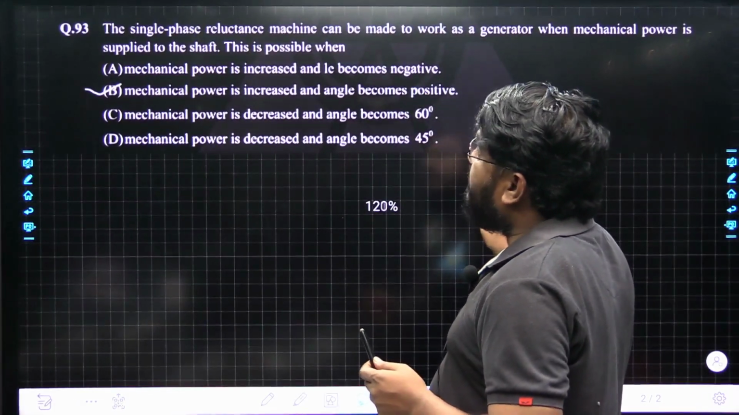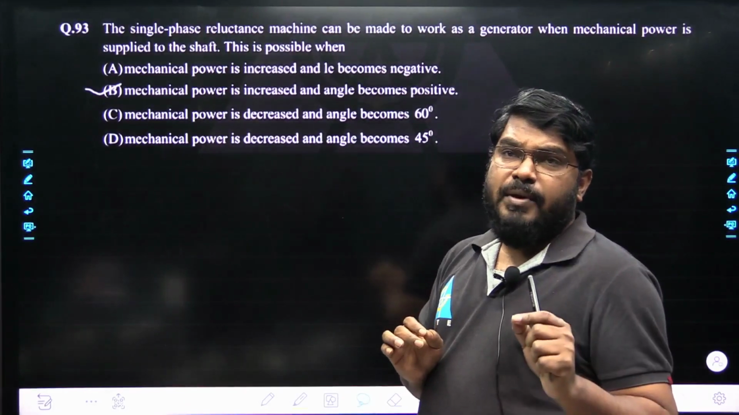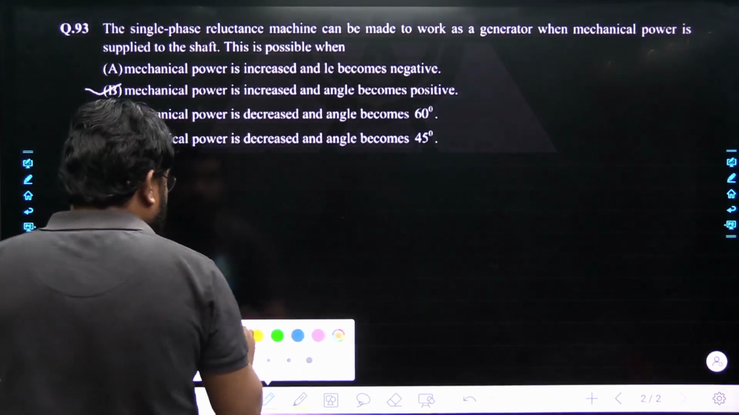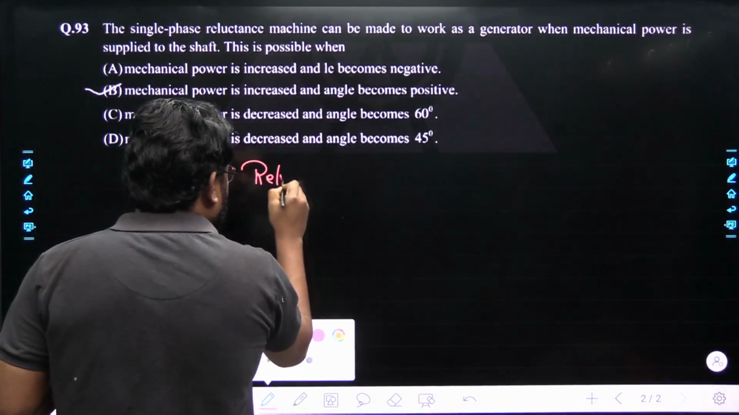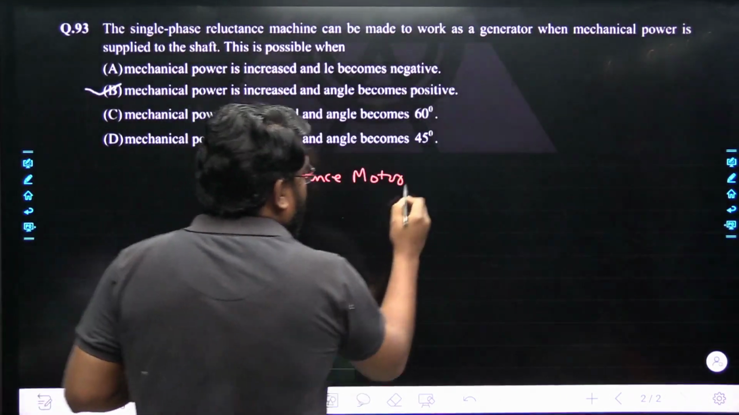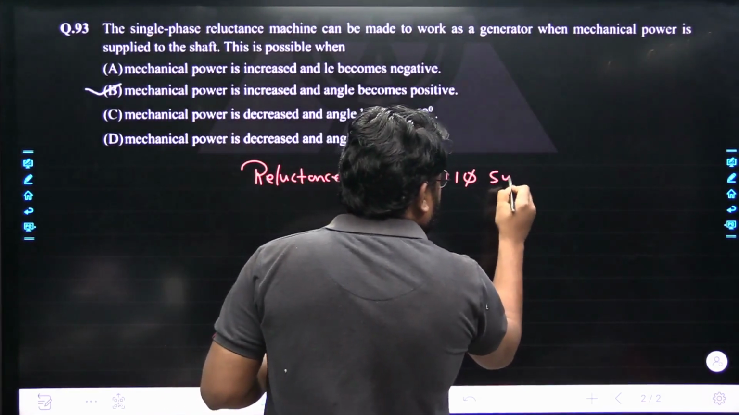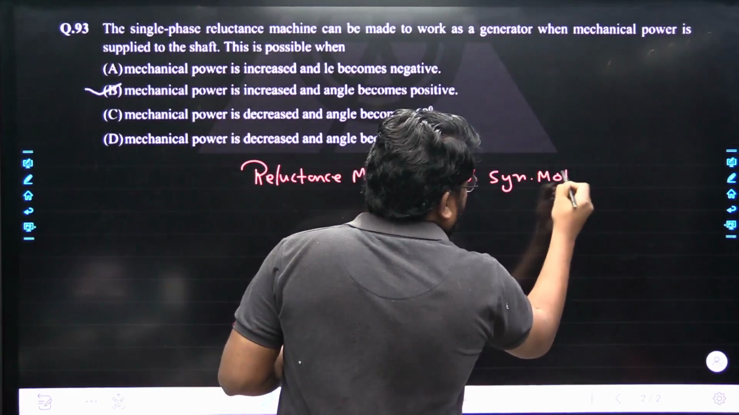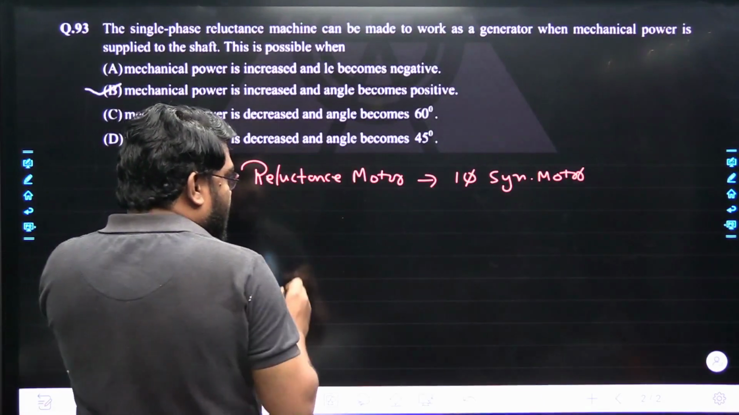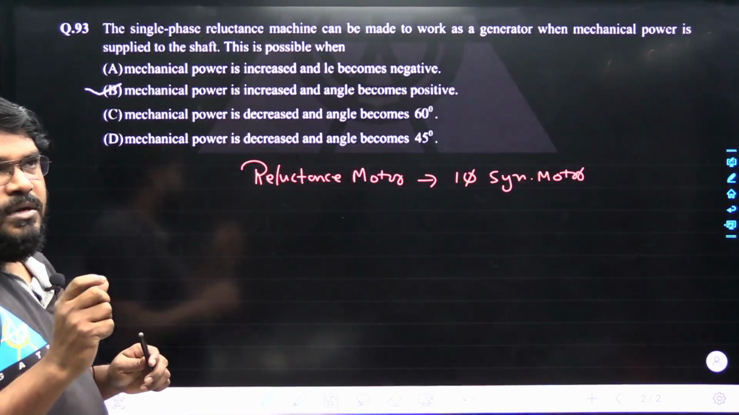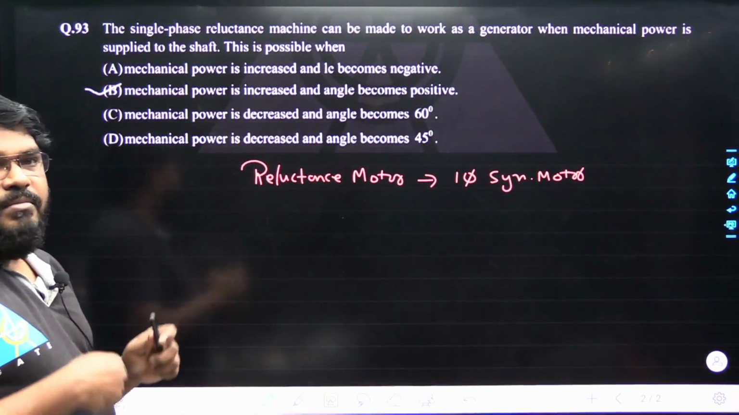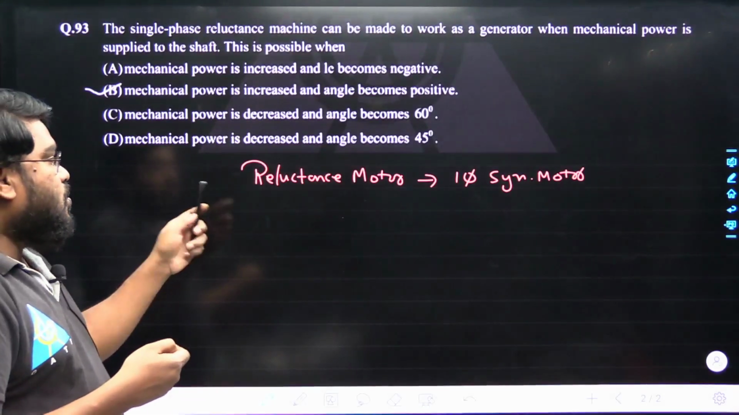First, a reluctance motor is nothing but a single phase synchronous motor. It is one type of single phase synchronous motor, which operates on the principle that the rotor always chooses the minimum reluctance path. Every time it chooses the minimum reluctance path and the rotor will be rotated.